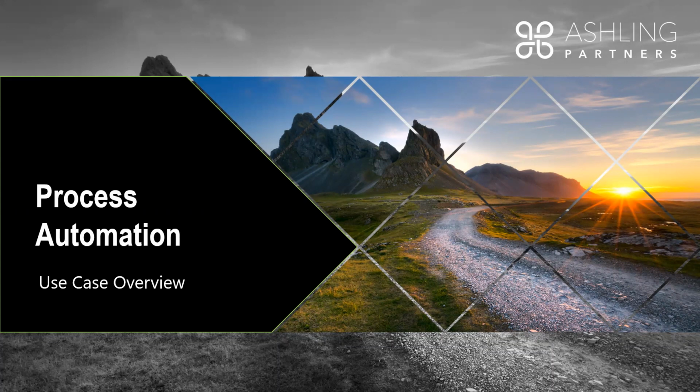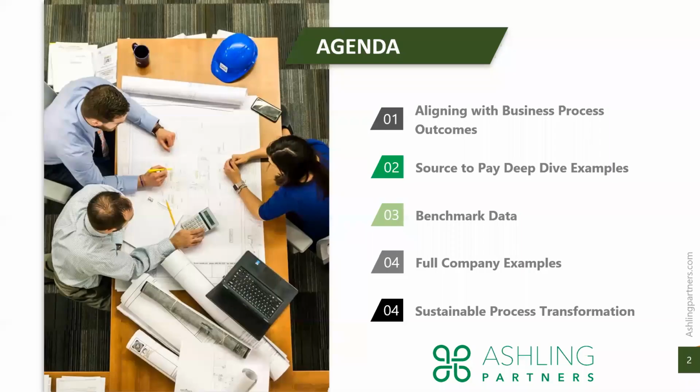Today we're going to go through a deeper dive on use cases for robotic process automation. So first, a quick walkthrough on the agenda. We're going to start with aligning your use cases to business process outcomes, making sure that you have a good definition of success.